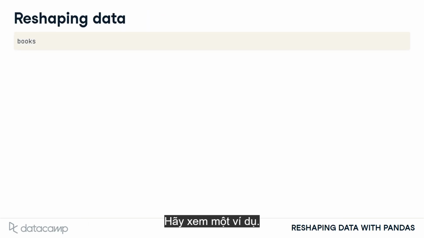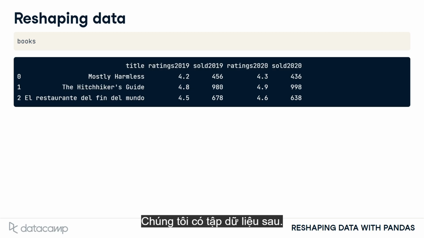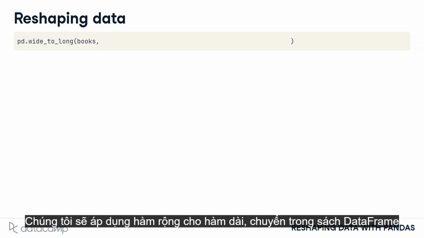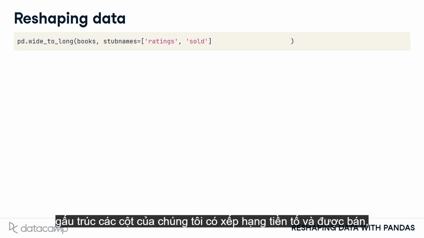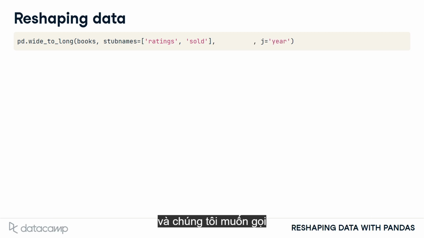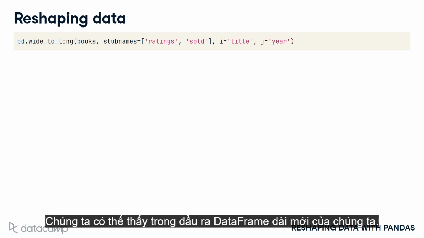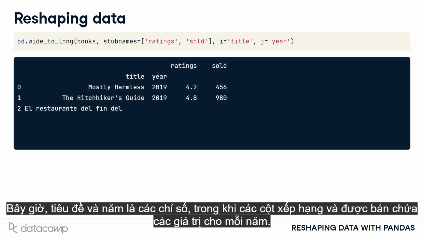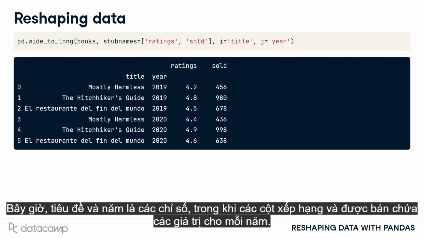Let's see an example. We have the following dataset. We will apply the wide to long function, passing in the books data frame, telling pandas our columns have the prefix ratings and sold, and that we want to call the new column with the suffix year, and that the title column should be the unique index. We can see in the output our new long data frame. Now, title and year are indexes, while the columns rating and sold contain the values for each year.